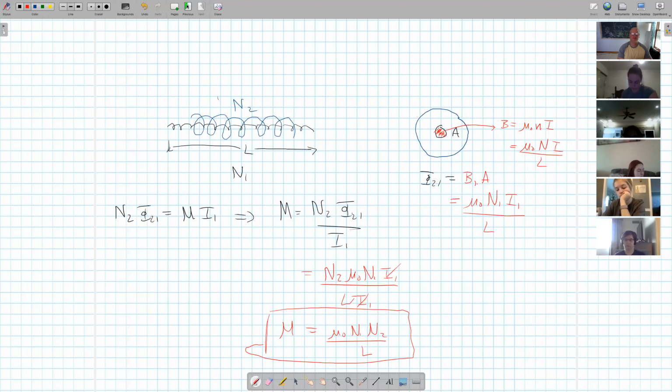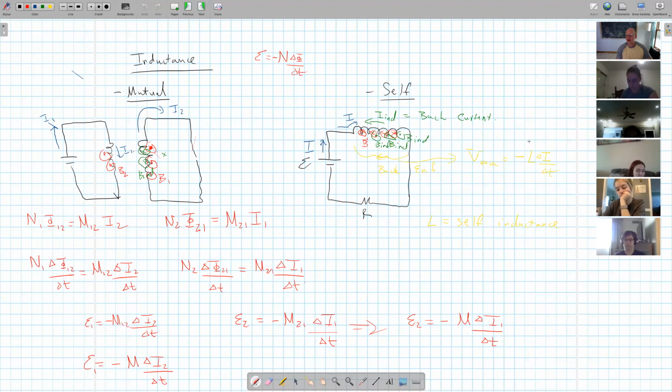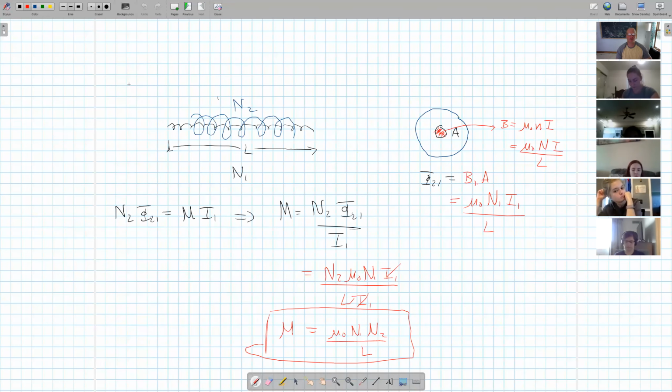Okay. Now, self-inductance has exactly the same type of structure as mutual inductance, which is then equal to negative of what's known as the self-inductance times the change in current with respect to time. So we'll pick up from there tomorrow. So we'll do an example for self-inductance.